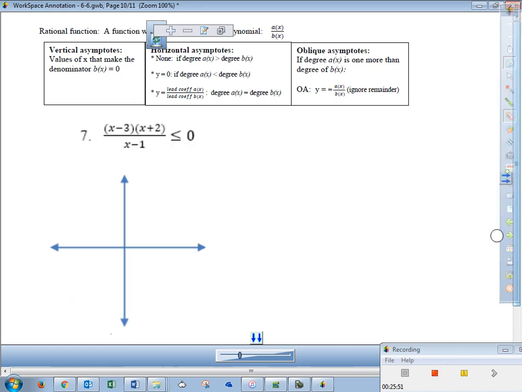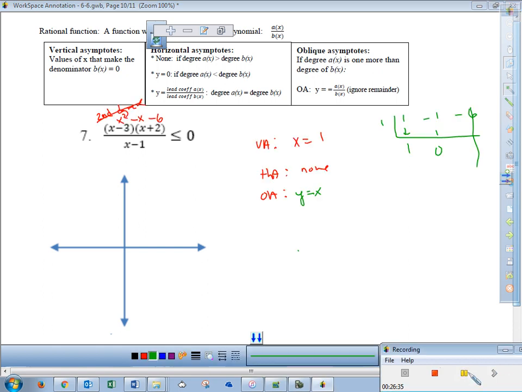Last one. Oh, I guess not. 7. You do this one on your own. Pause the video. Give it a shot. It's rational, so you find all the asymptotes. Even though this dude's factored, you need to expand him out so you can find your asymptotes. Vertical asymptote at x equals 1. There are no horizontal asymptotes because this numerator is really degree 2, and that's bigger than the denominator.